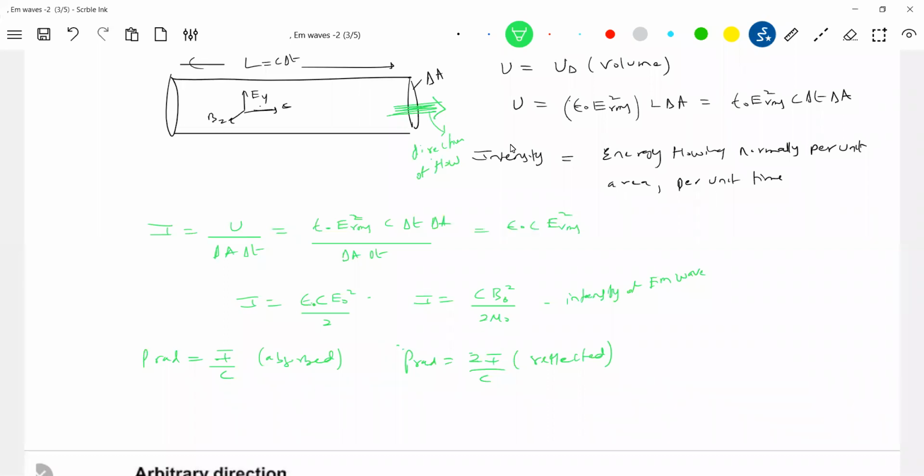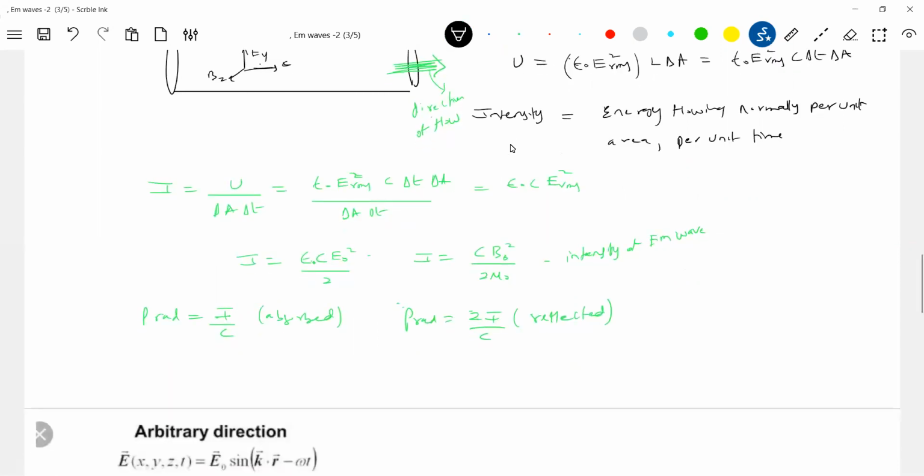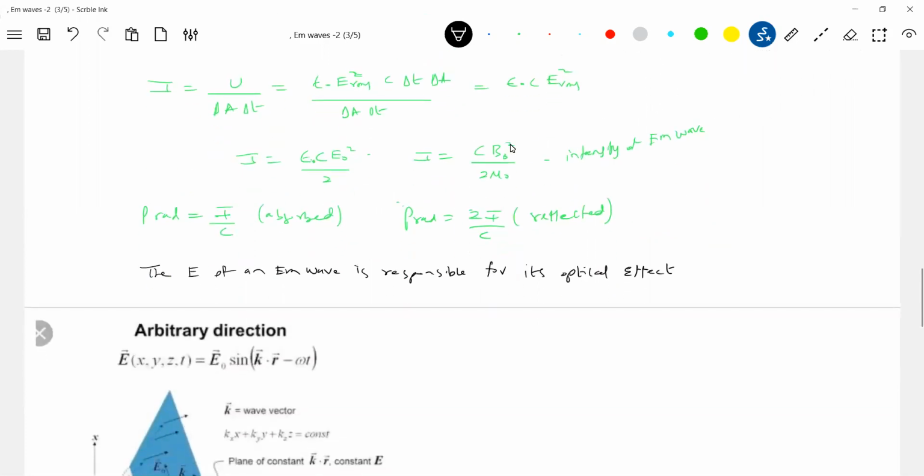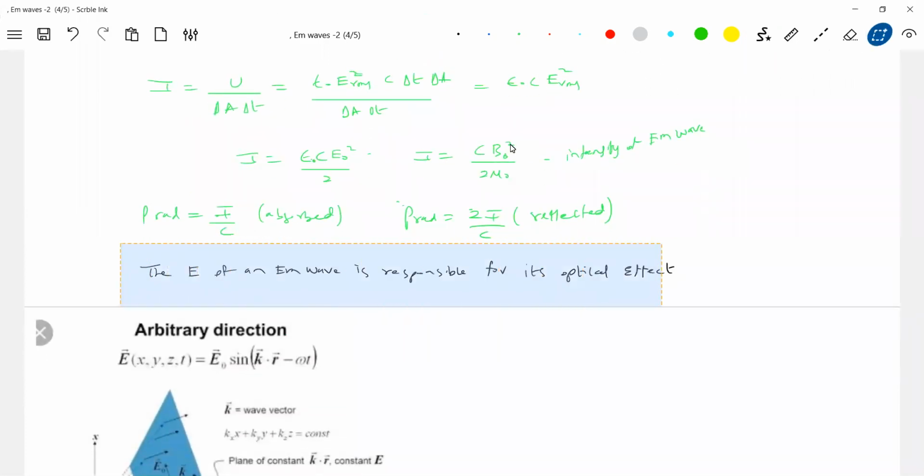And if you look at it, light is an EM wave only. And the electric field of an electromagnetic wave is responsible for its optical effect. I think I'll just put it down: the E bar of the EM wave is responsible for its optical effect. We will write it separately here.